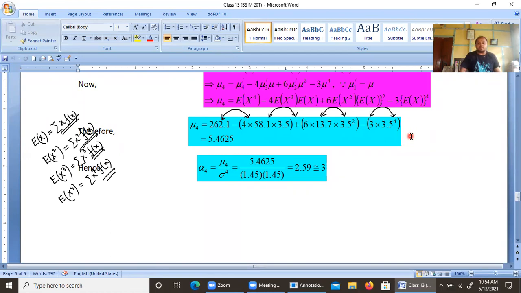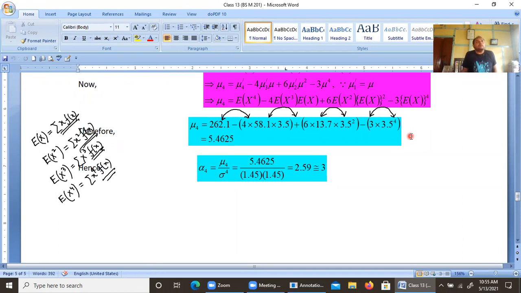Sigma has already been calculated. So we have put the value over here, and you know that sigma squared was 1.45. Therefore sigma to the power 4 is nothing but sigma squared multiplied by itself. So we have written 1.45 multiplied by 1.45, which is approximately 2.59, which is roughly equal to 3.